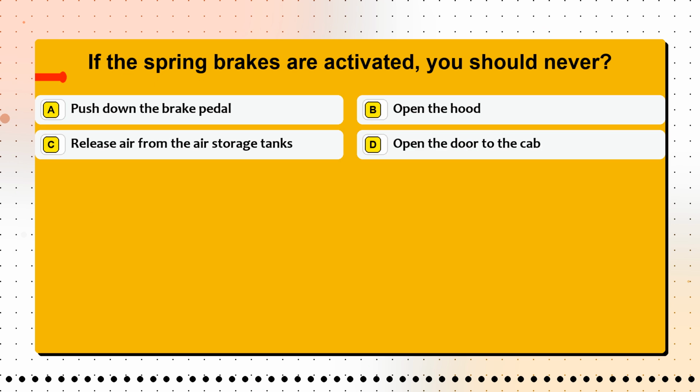Question 77. If the spring brakes are activated, you should never? Here are the options. Option A, push down the brake pedal. Option B, open the hood. Option C, release air from the air storage tanks. Option D, open the door to the cab.